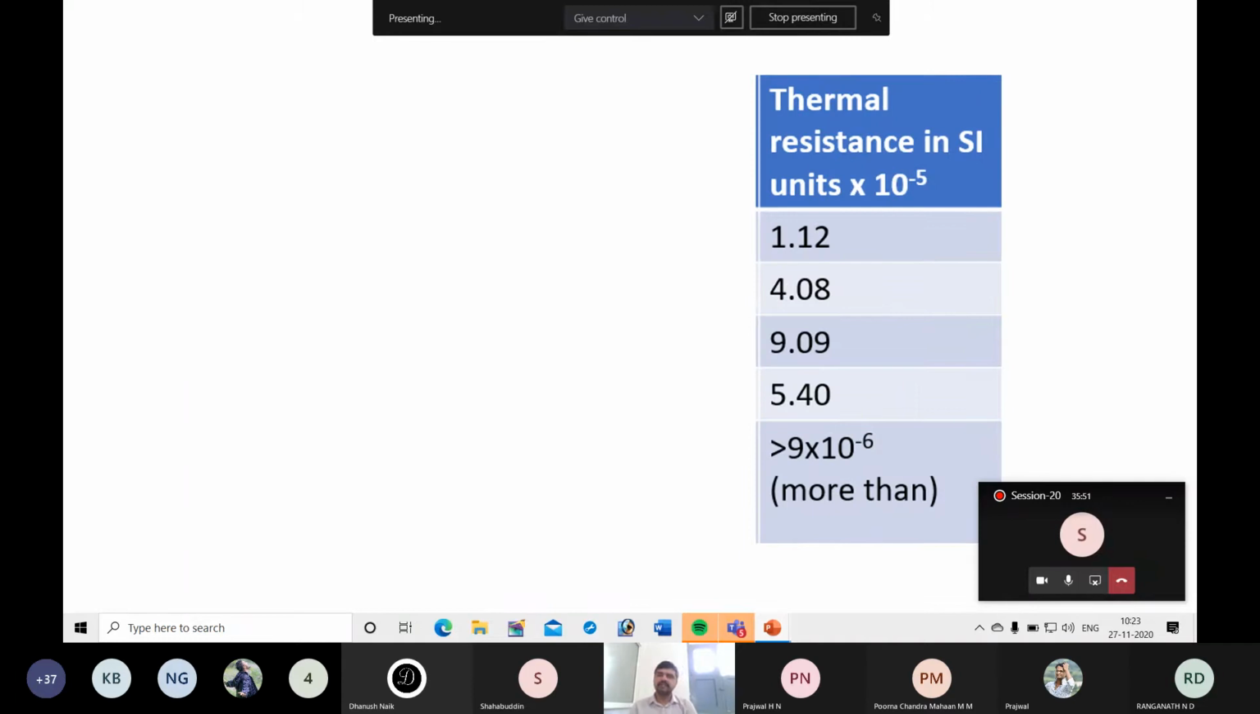Next, if you consider thermal resistance, okay, it should be more than. Then for which one you are going to assign 9 as preference number? For which one do you assign 9 as preference number?